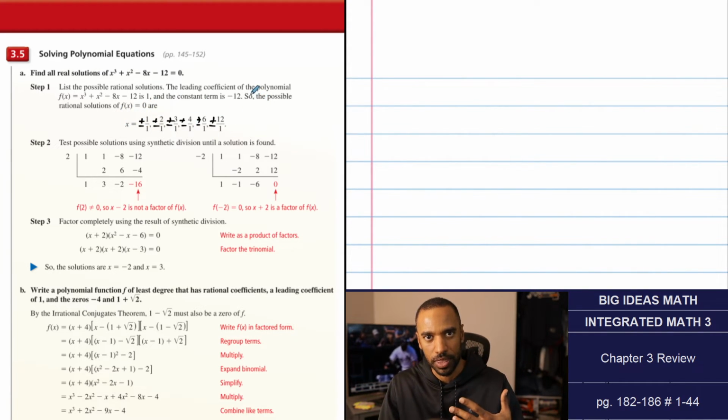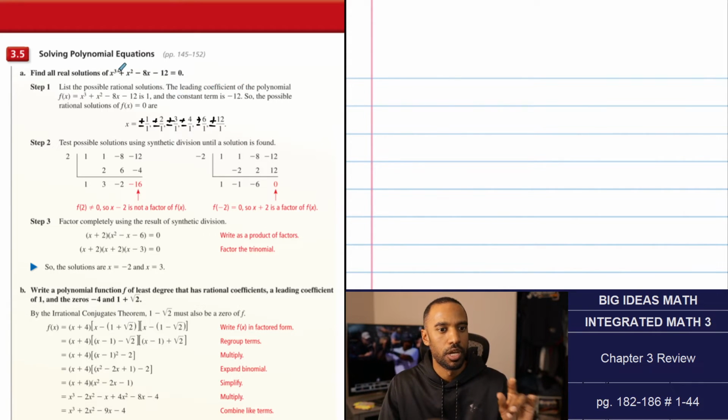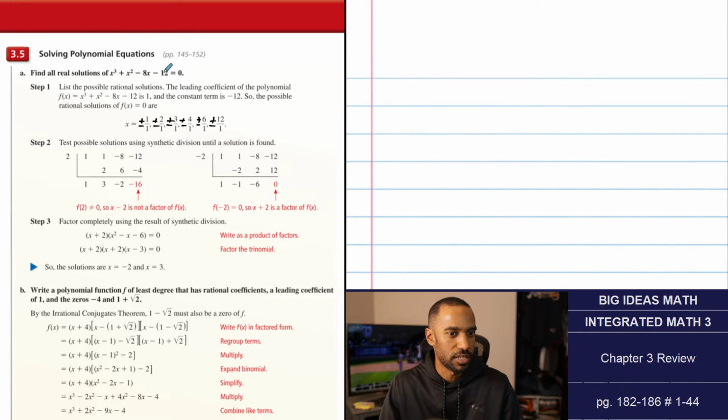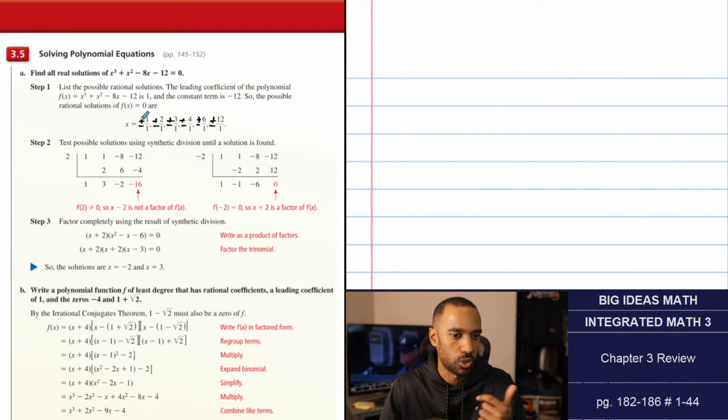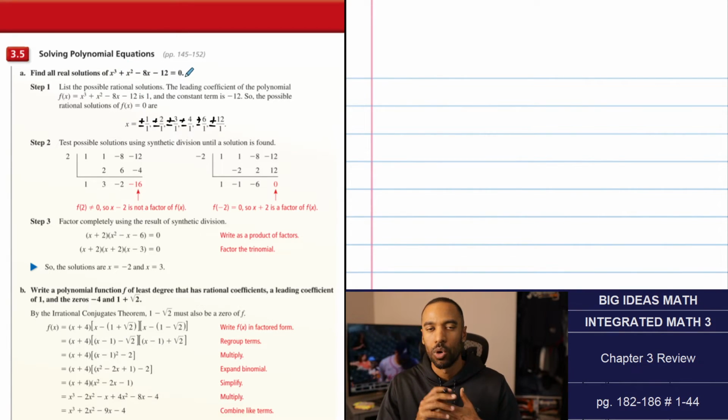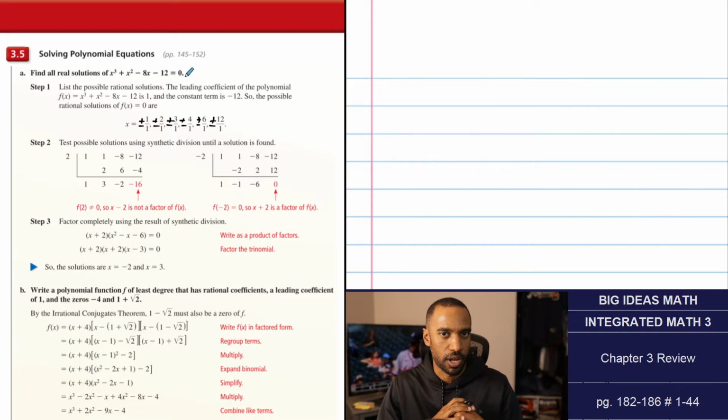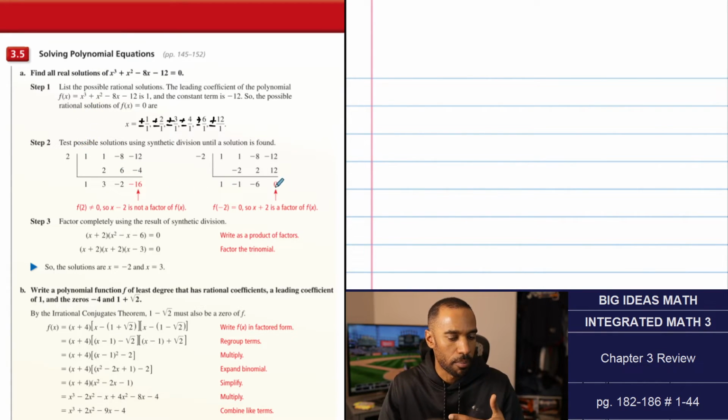What is our test with them? You have one of two options. Plug in those numbers and see until you get 0. I can plug in 1. 1 plus 1 minus 8 minus 12. Is that 0? Unfortunately, it's not. So you try the next one. Plug in negative 1. And you keep going until you get a 0. When you get a 0, you can use synthetic division on it. The alternative is to use synthetic division until you get a 0 remainder.